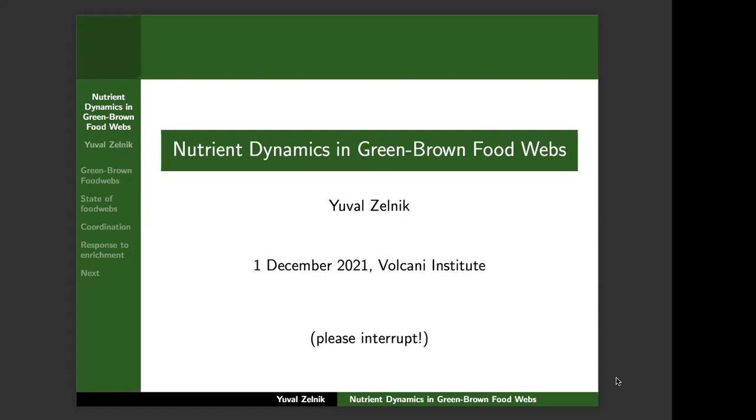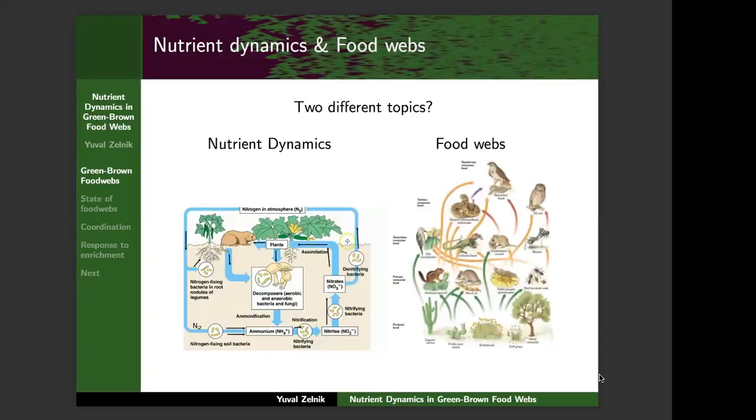Yeah, so let's start. Maybe just from the title itself, there's two parts here in a sense, nutrient dynamics and food webs. And one thing I want to get at from the start is whether these are two different topics or not. And these are just two cartoons I found just Googling it and seeing what comes up. But I think it's actually quite representative.